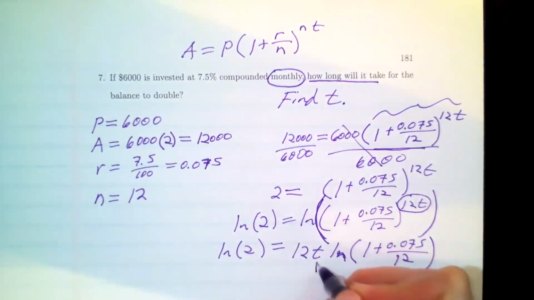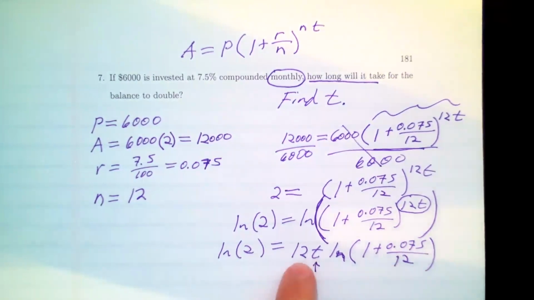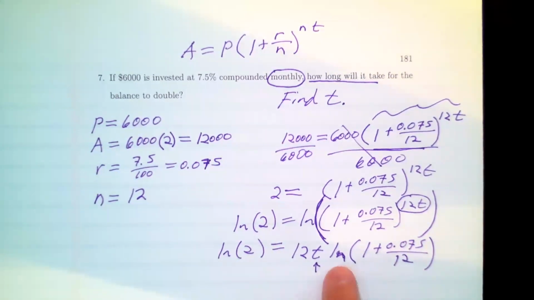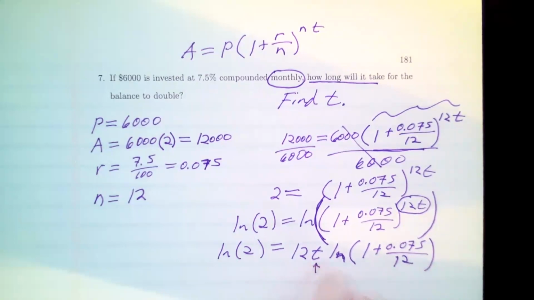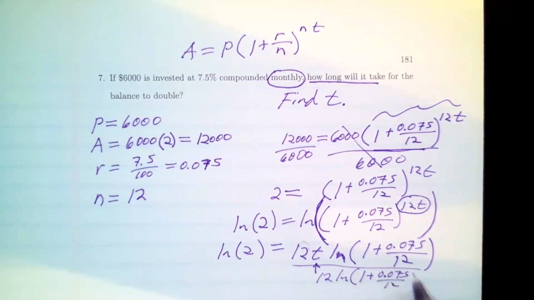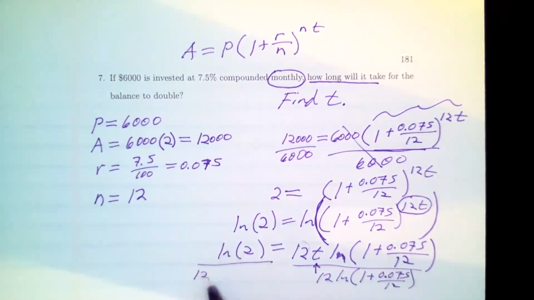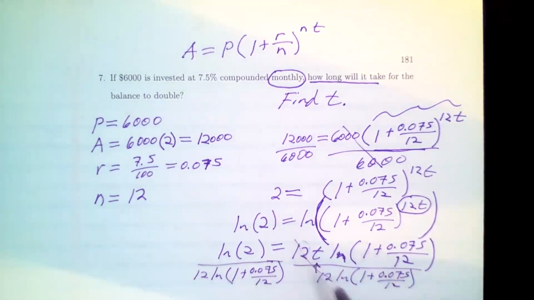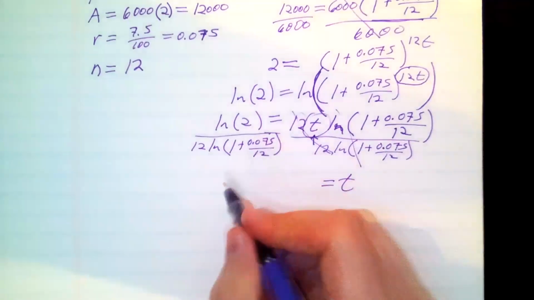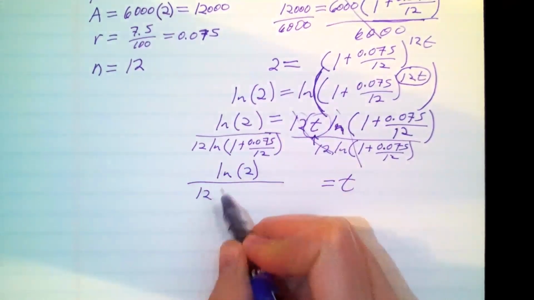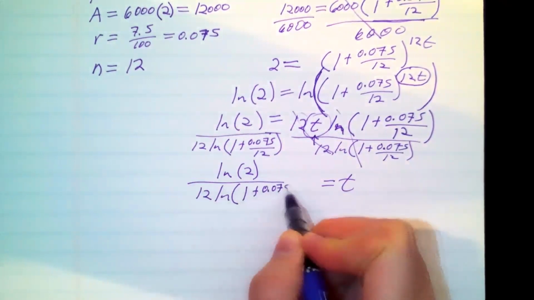And I'm trying to solve for t, right? I'm trying to get t isolated. 12 is just a number, and technically so is ln of this. This is something I could punch on the calculator and get a decimal for. So I'm going to solve for t by dividing by the 12 and dividing by that ln. So divide both sides by the 12 and that ln of all of that. There we go. So that cancels, that cancels. So t is ln of 2 divided by 12 ln of 1 plus 0.075 over 12.